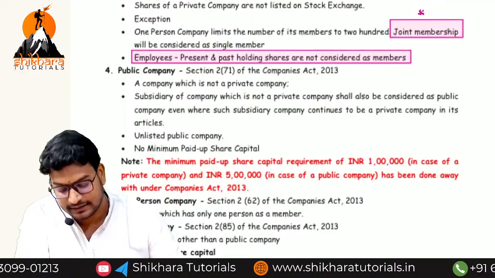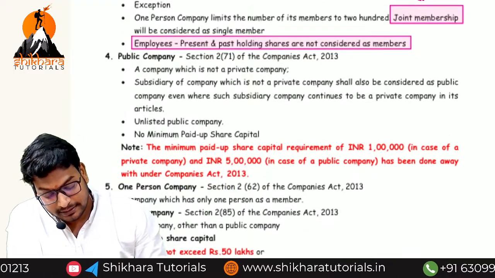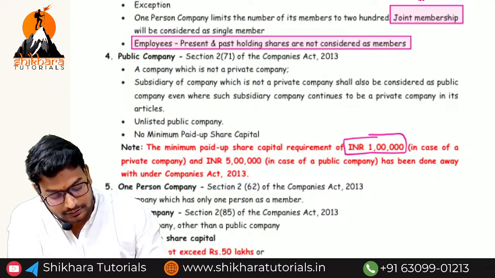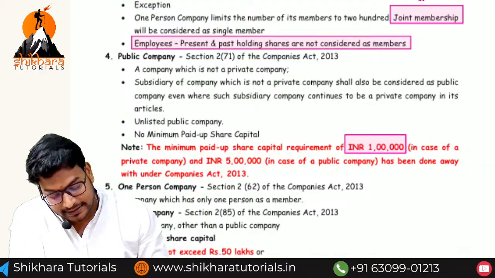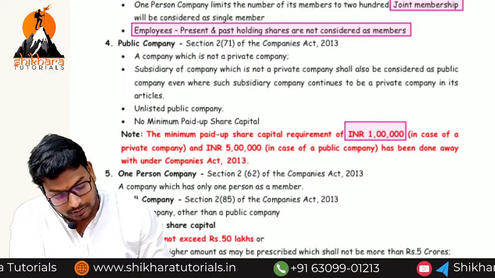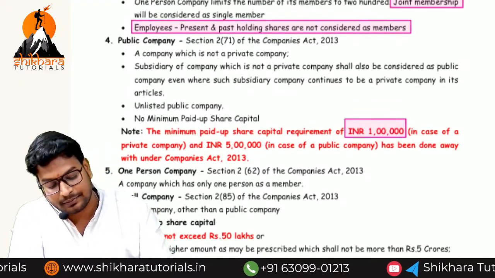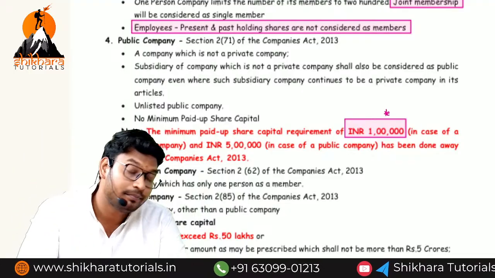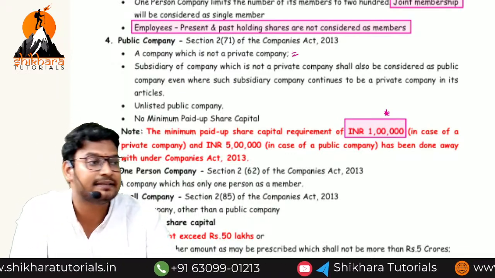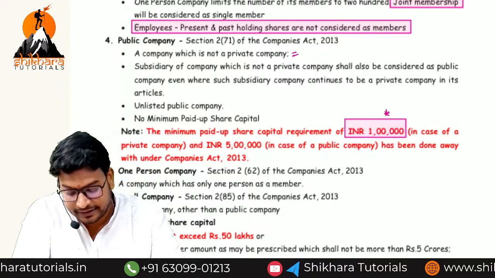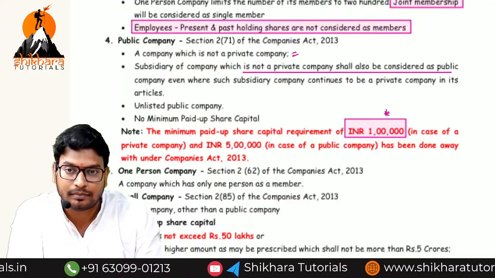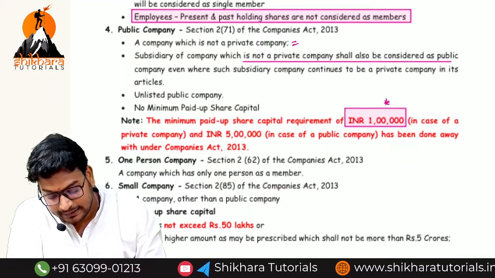And next one, see the public company. The paid up share capital of a public company should be a minimum of how much? 1 lakh. Leave the minimum paid up share capital of a private company. A public company is not a private company. So the subsidiary of a company which is not a private company shall be considered as a public company.